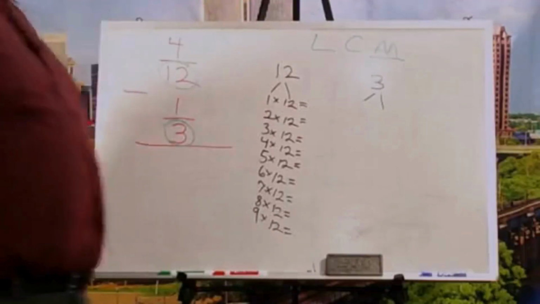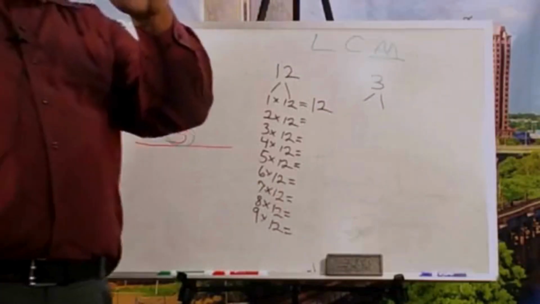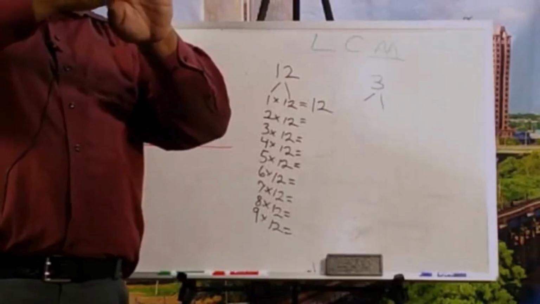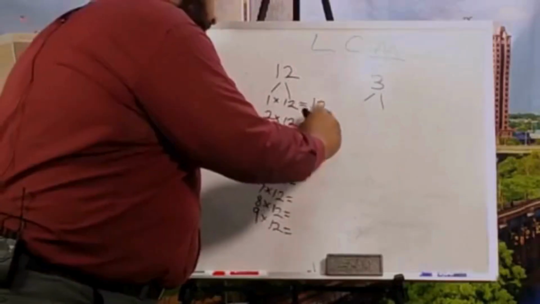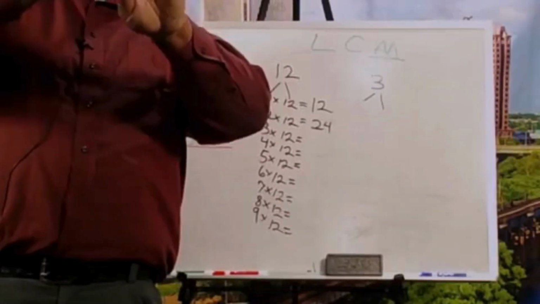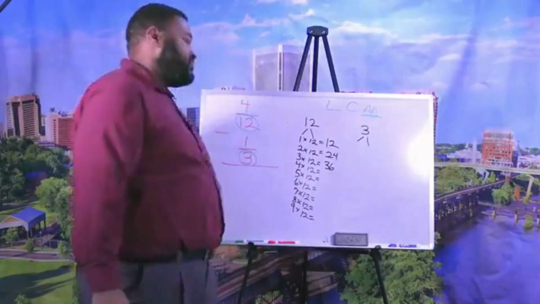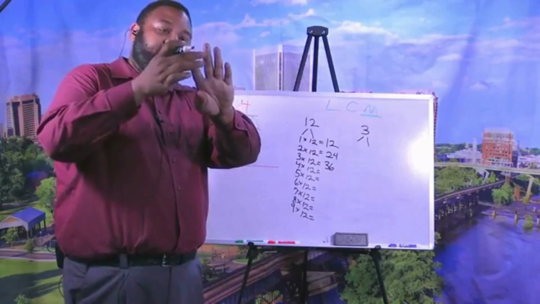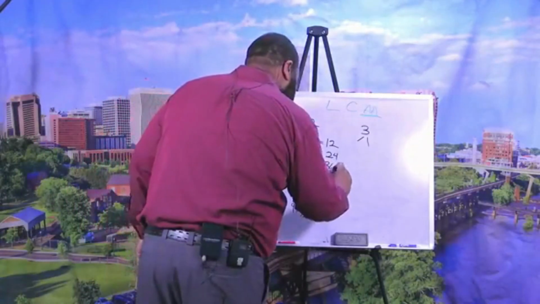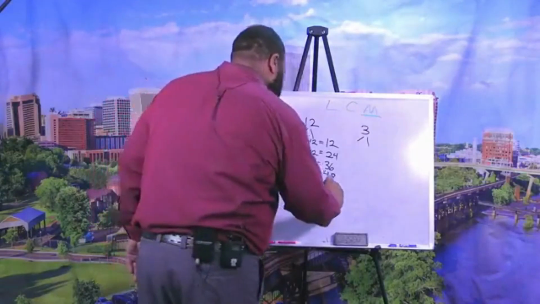Okay? So that's going to give us 1 times 1 was going to give us 12. The next thing we're going to have here is going to be, what comes after 12? 13, 14, 15, 16, 17, 18, 19, 20, 21, 22, 23, 24. 25, 26, 27, 28, 29, 30, 31, 32, 33, 34, 35, 36. 37, 38, 39, 40, 41, 42, 43, 44, 45, 46, 47, 48.